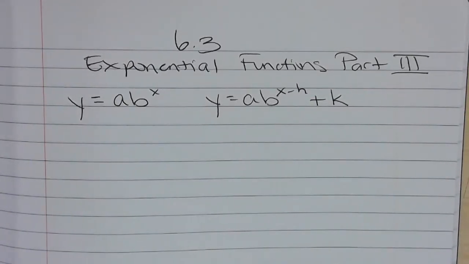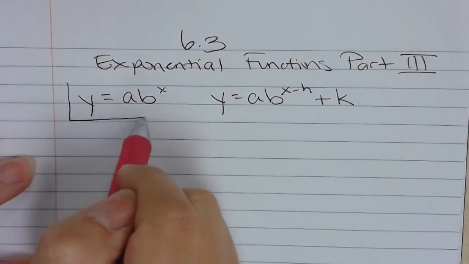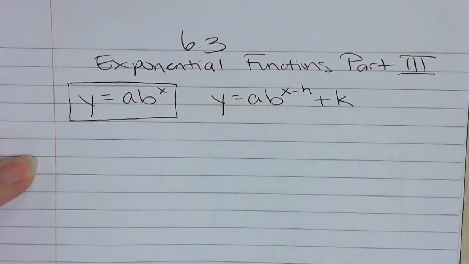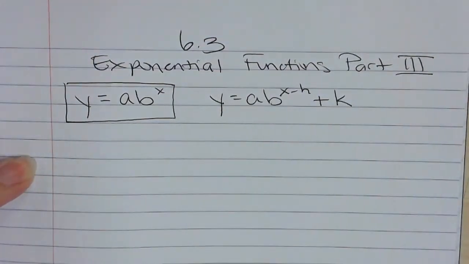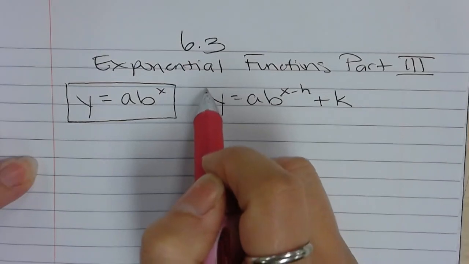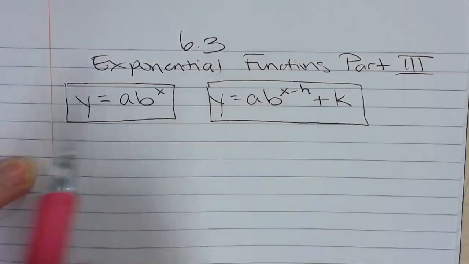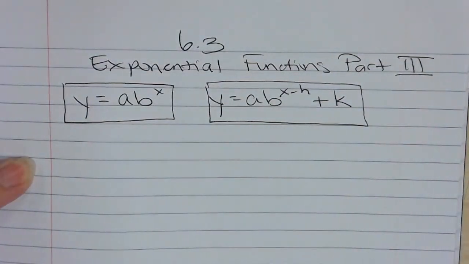Alright, so we are now at part 3 of 6.3, exponential functions. You know that the original equation looks like this: y equals a times b to the x. However, you will see equations that look pretty crazy, but they're not that scary. This is going to be the form, and all it is is a transformation.